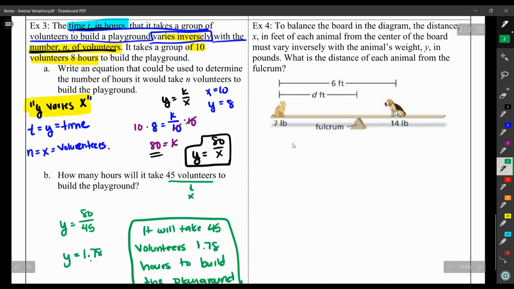Now let's look at example 4. To balance the board in the diagram, the distance x in feet of each animal from the center of the board must vary inversely with the animal's weight y in pounds. What is the distance of each animal from the fulcrum?